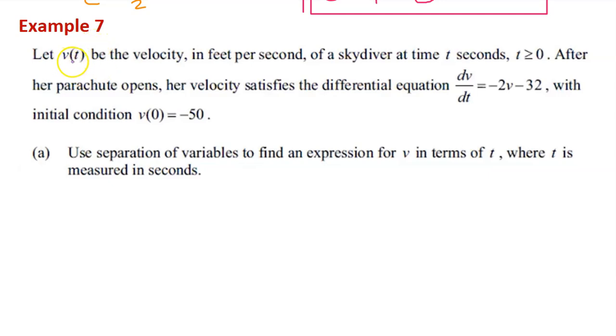Example 7. Let v of t be the velocity in feet per second of a skydiver at time t seconds, t greater than or equal to 0. After her parachute opens, her velocity satisfies the differential equation dv dt equals negative 2v minus 32, with the initial condition v of 0 is equal to negative 50. Use separation of variables to find an expression for v in terms of t, where t is measured in seconds.